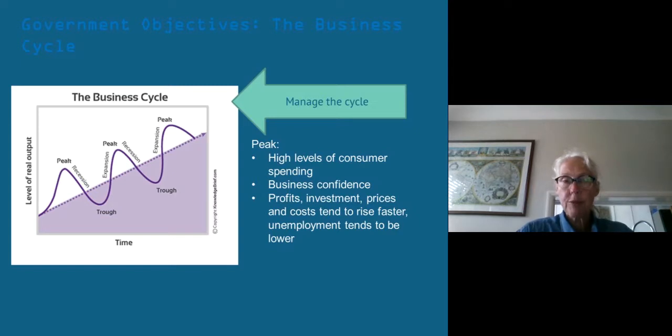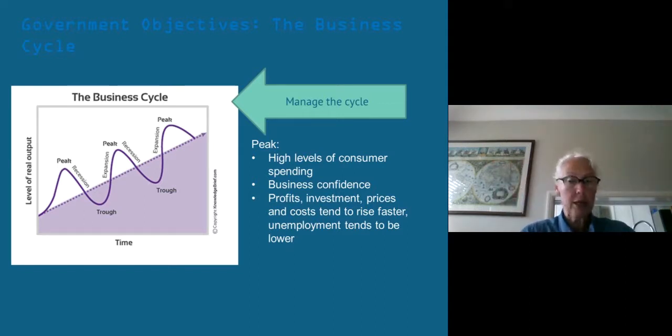So if we look at the business cycle, if you look at that diagram on the left there, it does tend to go through a series of peaks and troughs, not as marked as the one that we have at the moment, but generally you see these little ups and downs. And one of the government objectives is trying to manage that cycle so you don't have too many really high peaks and too many low troughs.